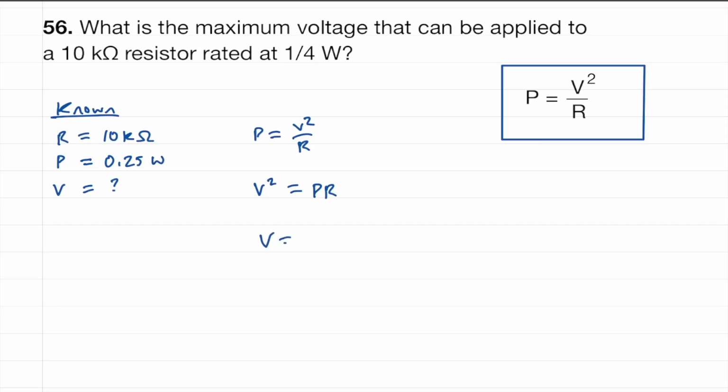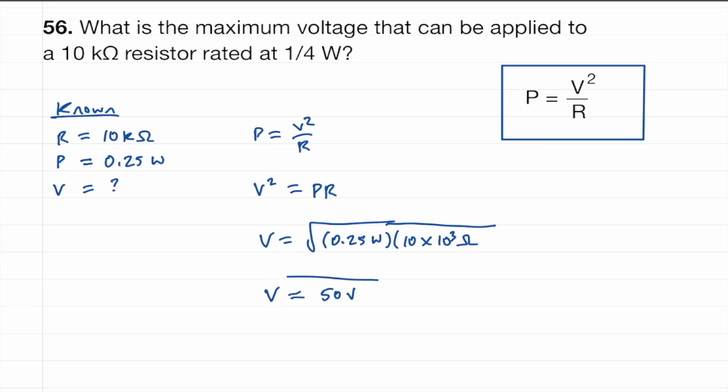And so the voltage is the square root of the power, which is 0.25 watts, times the resistance, which is 10 times 10 cubed ohms. Okay, this gives us a voltage of 50 volts.